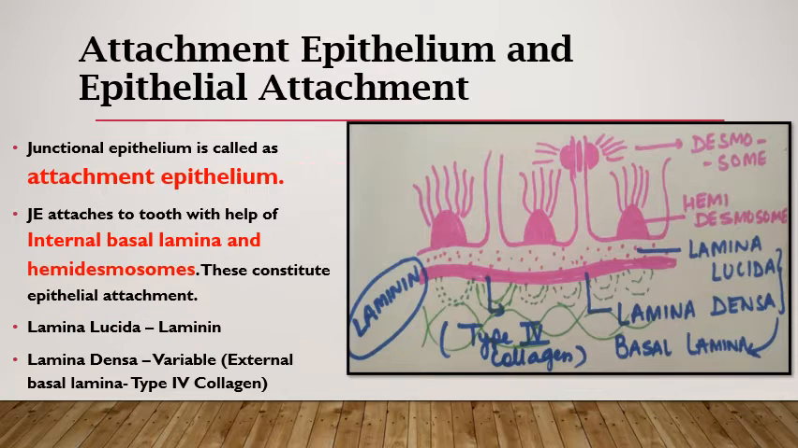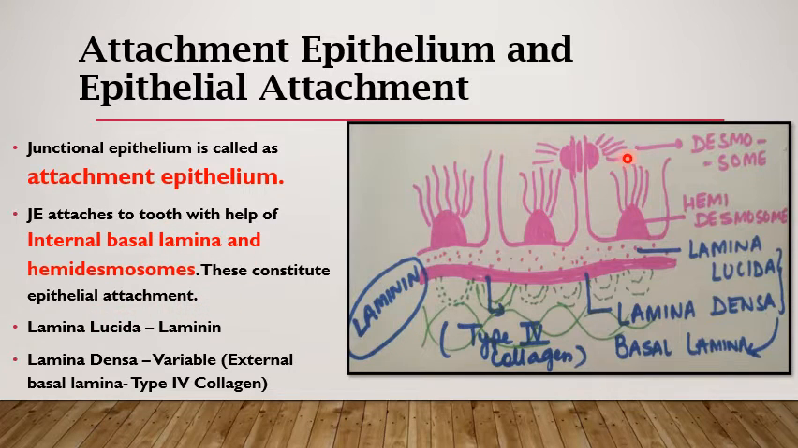There is always some confusion about these two terminologies, attachment epithelium and epithelial attachment. Attachment epithelium is the other name of junctional epithelium. But this junctional epithelium attaches to the tooth with the help of internal basal lamina and hemidesmosome. This unit is known as epithelial attachment.